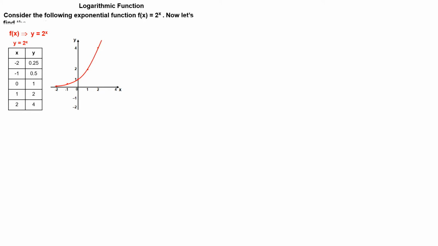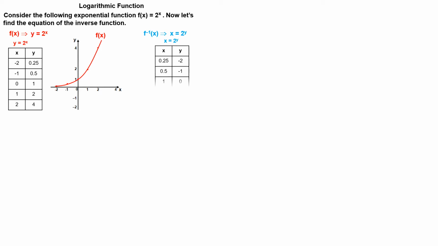Now let's find the equation of the inverse function. Since f is defined by y equals 2 to the power of x, to obtain the inverse function, we switch x and y. The inverse function of f will take all the x and y values and switch them. So we can complete the table of values for the inverse function of f, and we can sketch a graph of the inverse function.